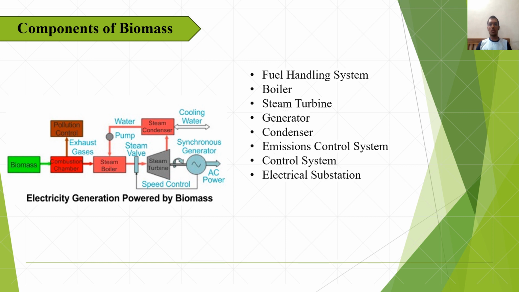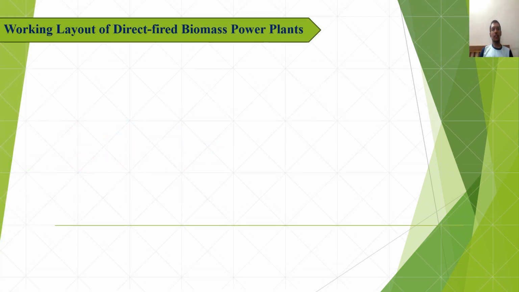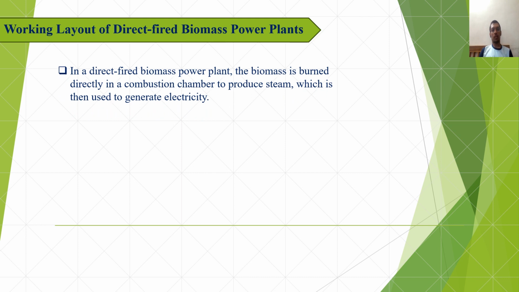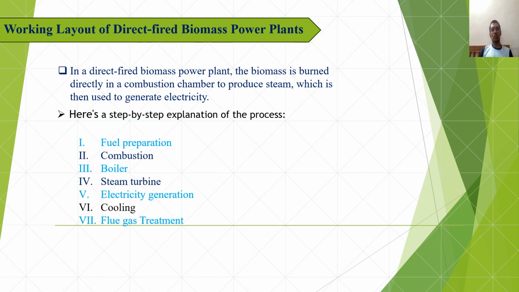Components of a biomass power plant: fuel handling system, boiler, steam turbine, generator, condenser, emission control system, electrical substation. Next is the working layout of a direct fired biomass power plant. In a direct fired biomass power plant, the biomass is burned directly in a combustion chamber to produce steam, which is then used to generate electricity. Here is the step-by-step explanation of the process: fuel preparation, combustion, boiler, steam turbine, electricity generation, cooling, and fuel recycling.